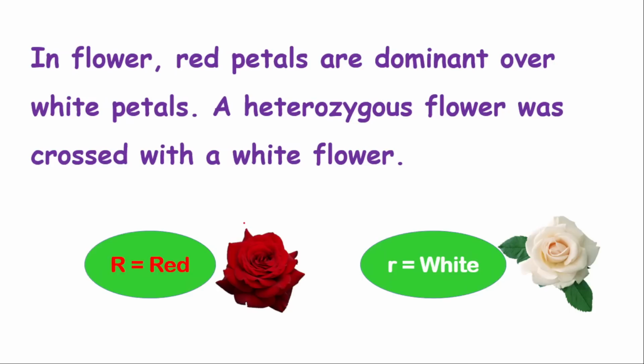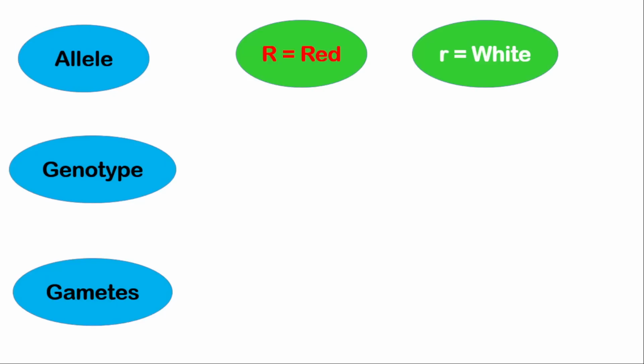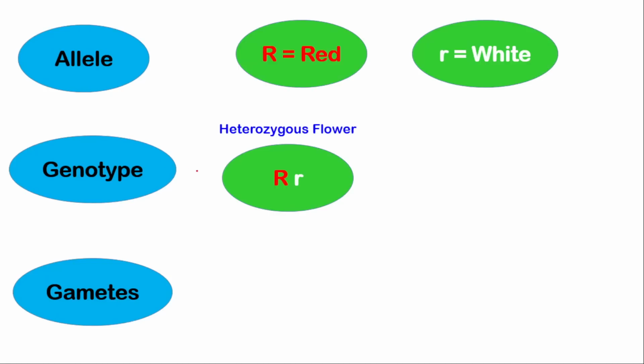Now the second thing. Again, uppercase R is red, lowercase r is white. Based on the information given, one of the parents is heterozygous, which means it has an upper and a lower, and this one will be red. It crosses a white flower, and if you're going to be white, you can't have an uppercase R. You must only have lowercase r's. So these are the two parental genotypes.